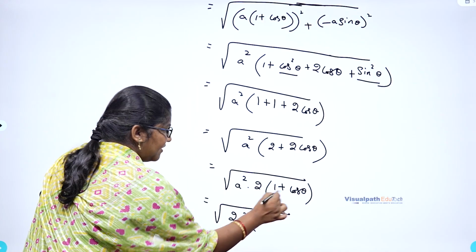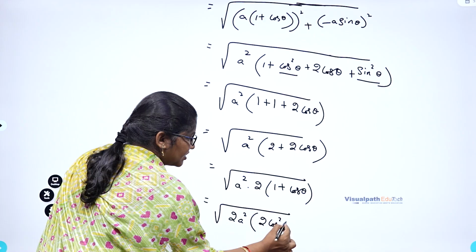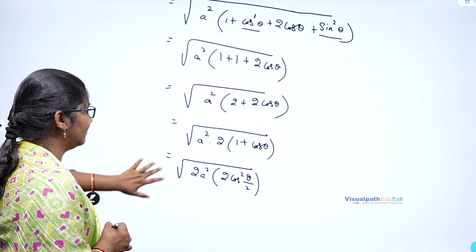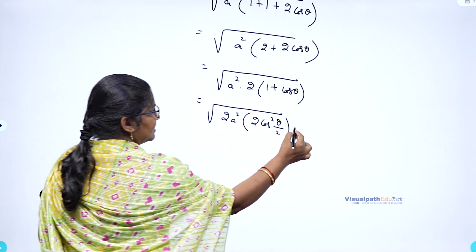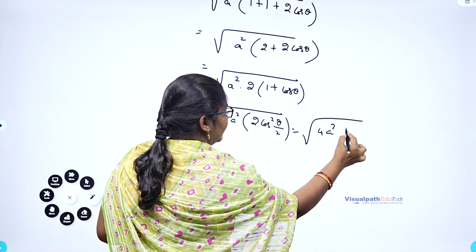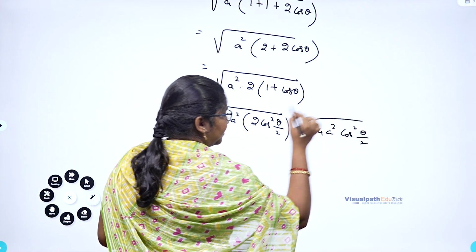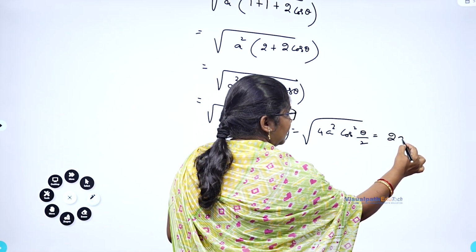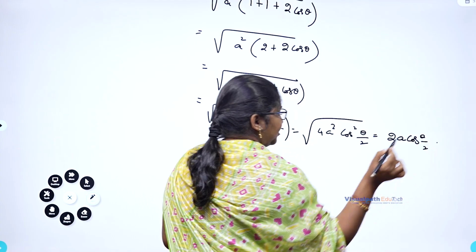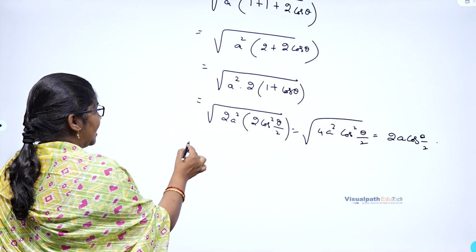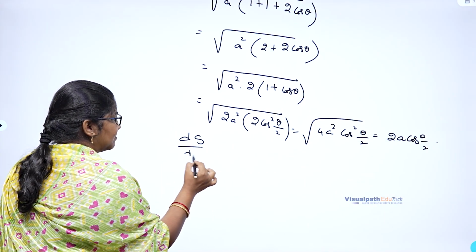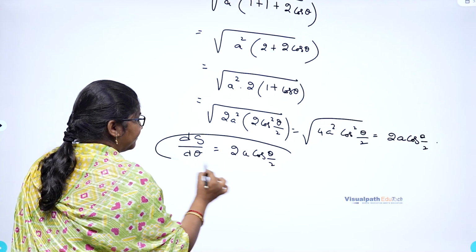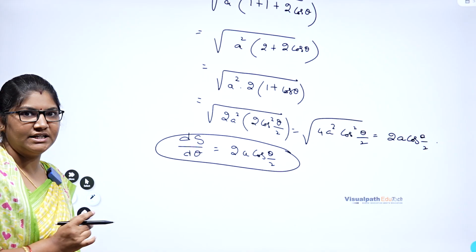2a square into 1 plus cos theta, where 1 plus cos theta is 2 cos square theta by 2 by the formula. Now this is 4a square cos square theta by 2, and the square and root will be cancelled. We are left with 2a cos theta by 2. This is the ds by d theta we got: 2a cos theta by 2. Now we have ds by d theta also.